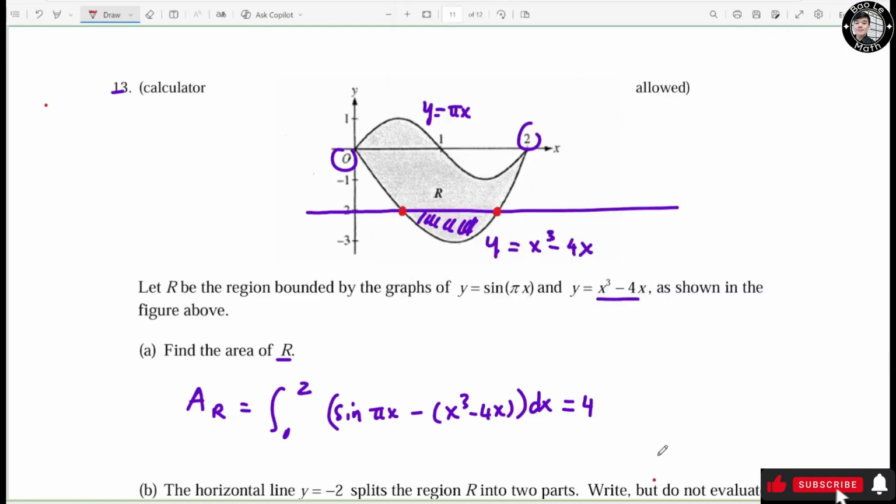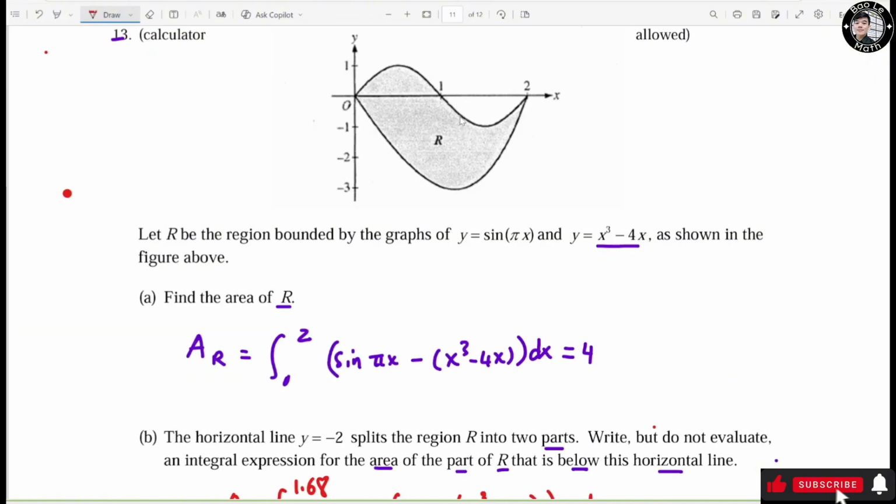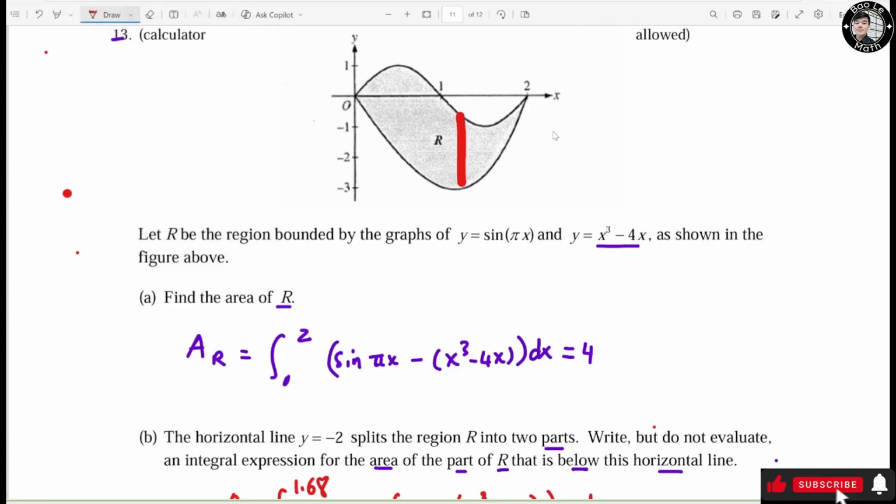The top subtract the bottom, right? Now question C. The region R is the base of a solid. For this solid, its cross-section perpendicular to the x-axis is an equilateral triangle. Find the volume of this solid, right? The cross-section is the equilateral triangle, right? Now we need to find the side length of the equilateral triangle first, right? So the length equals the difference between this guy and this guy, right? So it could be sine pi x subtract x cubed plus 4x, right?